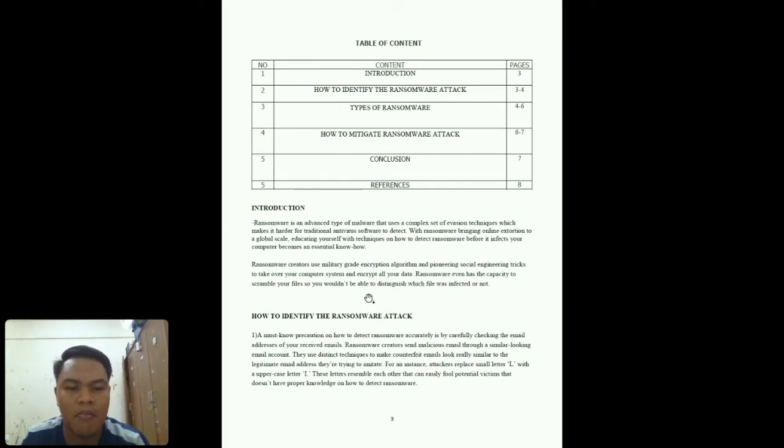Next, how to identify a ransomware attack. Firstly, a must-know precaution on how to detect ransomware accurately is by carefully checking the email address of your received email. They use this technique to make counterfeit emails look really similar to the legitimate email address they are trying to imitate. For instance, attackers replace a small letter L with an uppercase letter I. These letters resemble each other and can easily fool potential victims that do not have proper knowledge on how to detect ransomware.